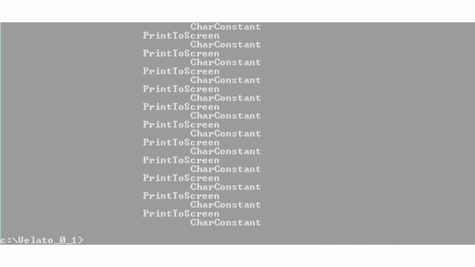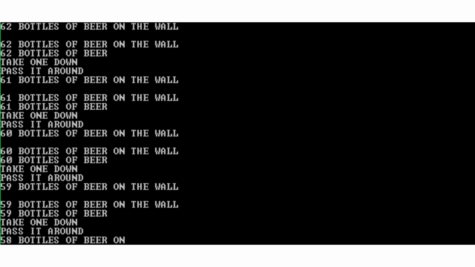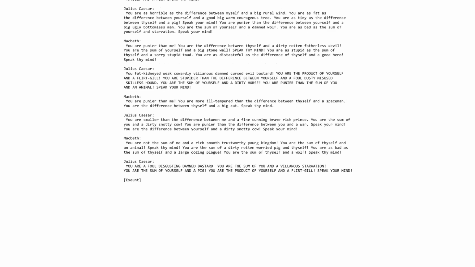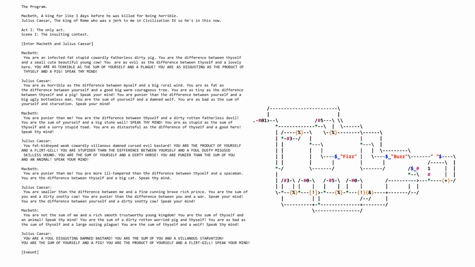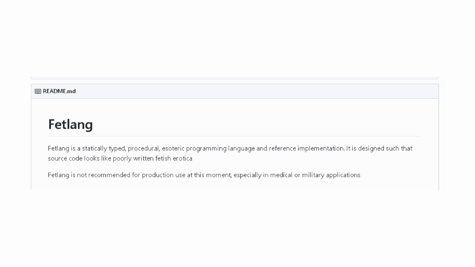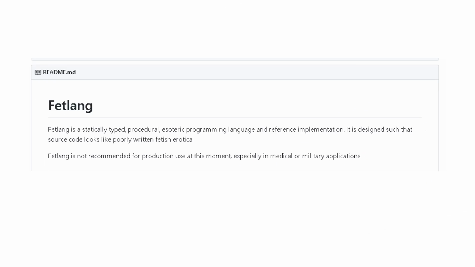And yes, it successfully prints out the 99 bottles of beer lyrics when it's run using the Velato interpreter. Other theme Esolangs include the Shakespeare Poetry Esolang, the ASCII Art Esolang, and the Badly Written Fetish Erotica Esolang. Yes, that exists, and yes, it's as cringy as you would think it would be.